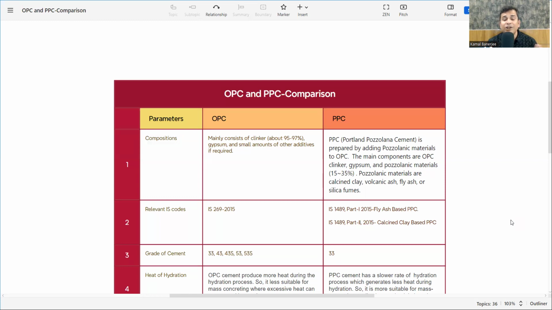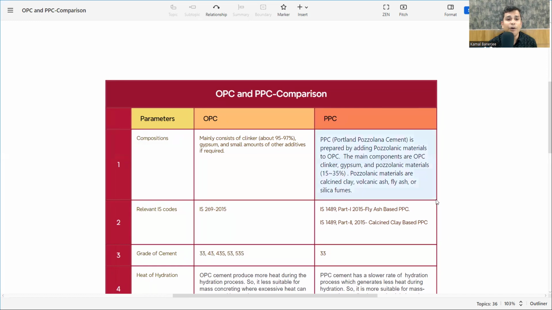But here, what is the composition difference between OPC and PPC? OPC is only Portland clinker, but PPC is Portland clinker along with the pozzolanic material. And what can be the pozzolanic material? Volcanic ash, fly ash, calcined clay, and silica fumes. So these are the differences of composition.